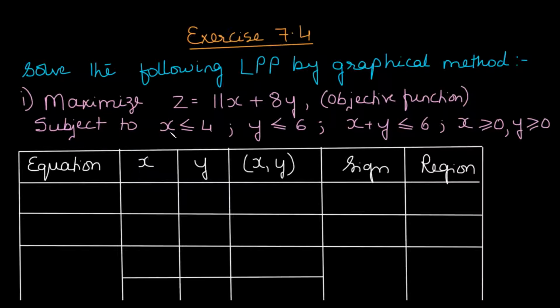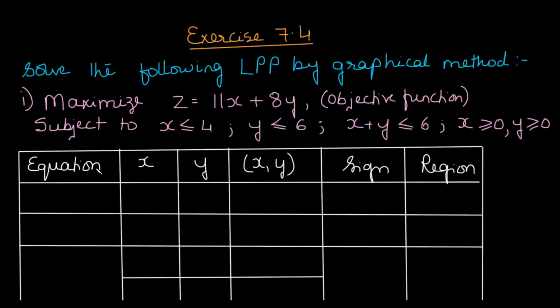Subject to x less than or equal to 4, y less than or equal to 6, x plus y less than or equal to 6. Now these are known as constraints. These are the limitations. So we have to use these limitations and find a proper solution for this particular function. And what about these two? Do you remember, x and y greater than or equal to 0 means a special constraint. It means non-negativity constraints. That means our graph is limited to the first quadrant.